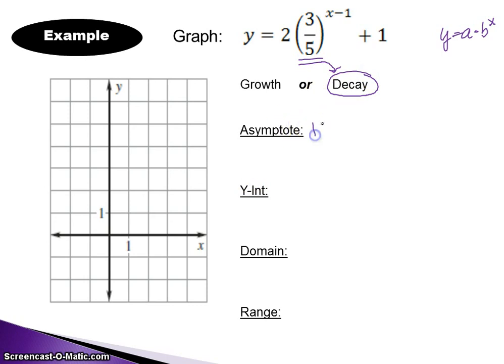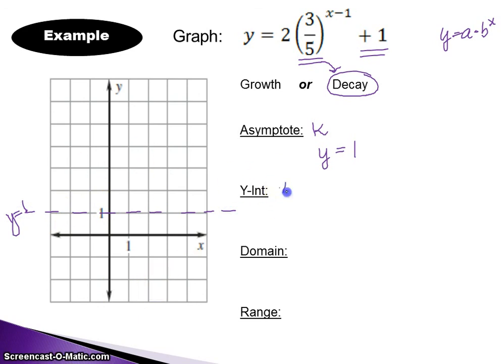Asymptote, again, remember that always matches your shift. That always matches your k. So my k for this one is 1. So my asymptote is y equals 1. So I'm going to go ahead and come over to my picture, draw my dotted line, draw my asymptote, y equals 1. Then I'm going to find my y-intercept and use those two to graph again.